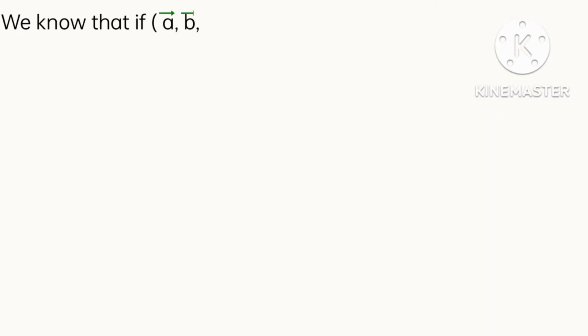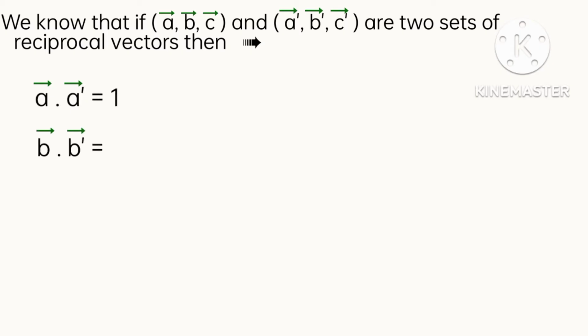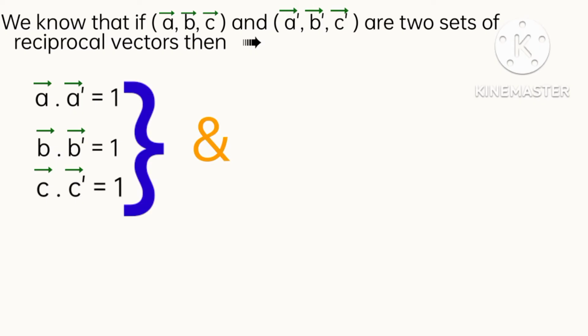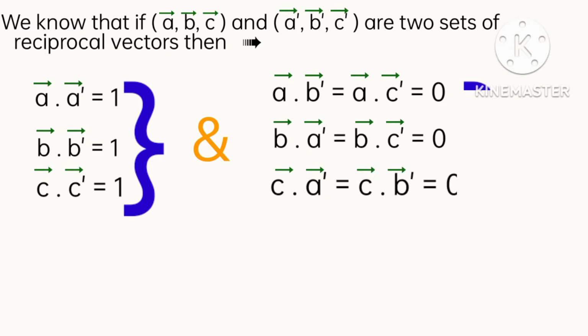We know that if A, B, C and A', B', C' are two sets of reciprocal vectors, then A dot A' equals 1, B dot B' equals 1, C dot C' equals 1, and A dot B' equals A dot C' equals 0. Similarly, B dot A' equals B dot C' equals 0, and C dot A' equals C dot B' equals 0.